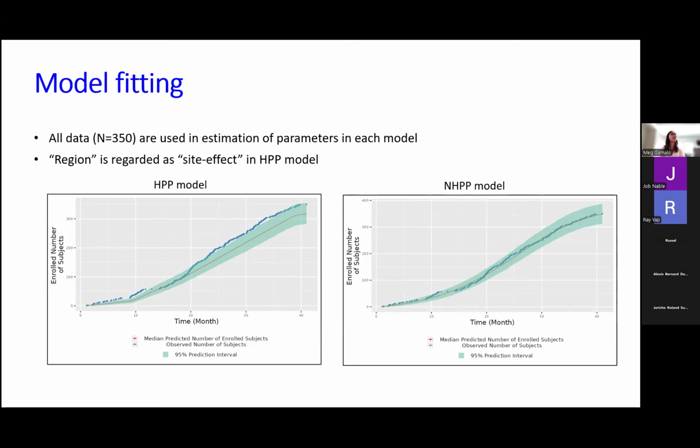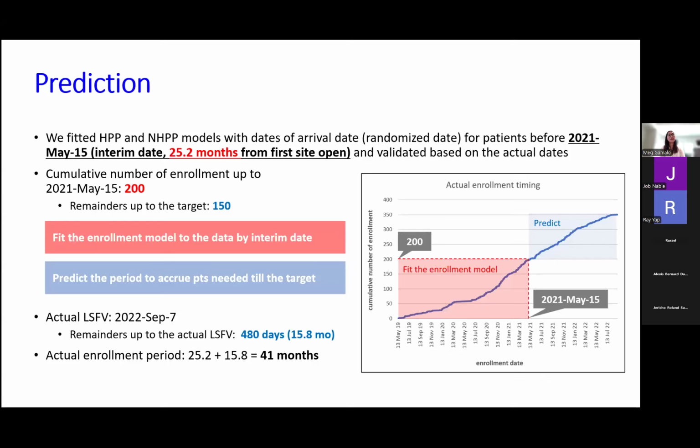So, for example, if I am at the middle of the trial, let's say I have already accumulated 200 patients. When would be the time that I will accumulate the remaining 150 patients? I want to be able to predict that because I want to understand when my trial is going to complete. So in here, the actual last subject first visit, meaning the last subject enrolled, took 15.8 months, and the actual enrollment period for this particular trial took 41 months. Now, the question is, can we predict that it is 41 months using these models? Next, please.